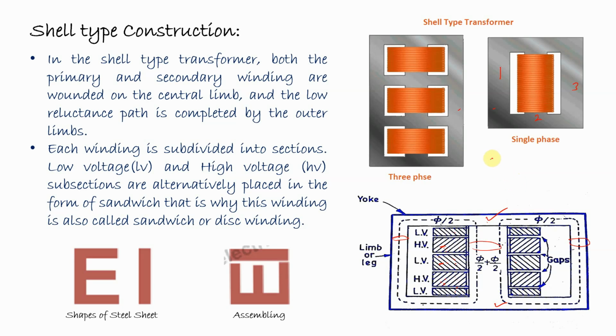So the core type transformer is basically used for high current and low voltage rated transformers. The core type transformer is used when the rating of the transformer is such that the current level is high but the voltage level is low. On the other hand, the shell type transformer is used when the current rating of the transformer is low but the voltage rating is more. It will be discussed later in detail.